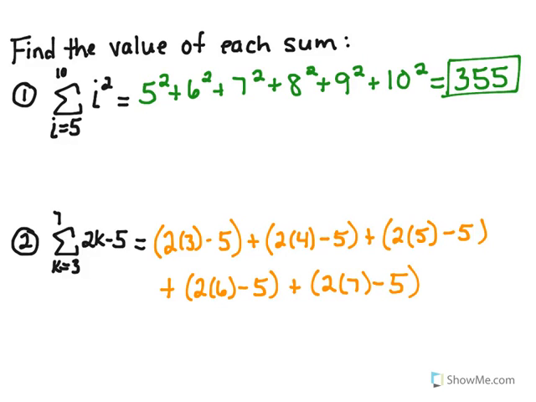And now I just need to find the value of those numbers. Well, the first number is really just 6 minus 5, which is 1. And the next one is 8 minus 5, which is 3. And I bet you figured out the pattern here is then plus 5, plus 7, plus 9, which gives you a total of 25.